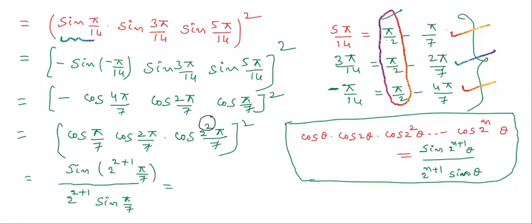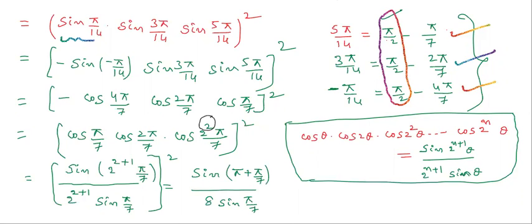Now the numerator, that is sine 2 cube. 2 cube means 8 or not? 8 pi by 7, that I am going to write as pi plus pi by 7, divided by the denominator 8 into sine pi by 7. But here whole square is there, we didn't write it. Now this is whole square, and here also whole square.